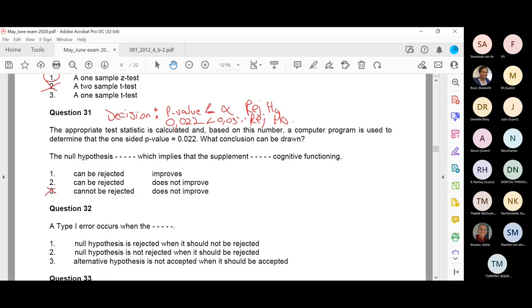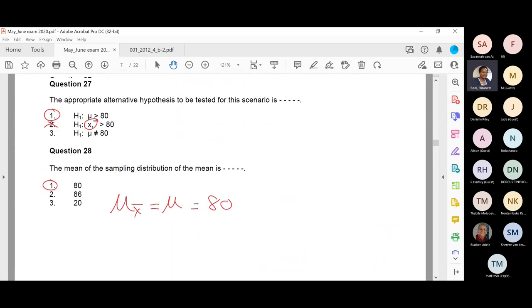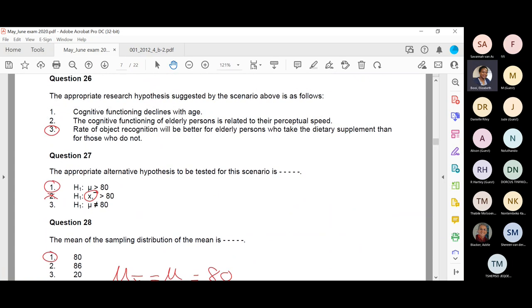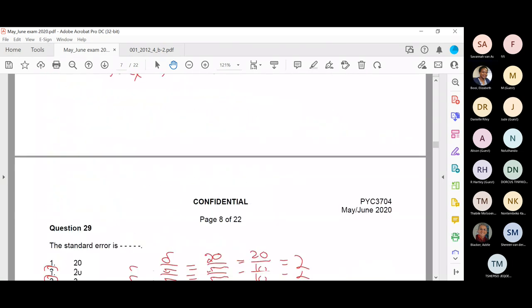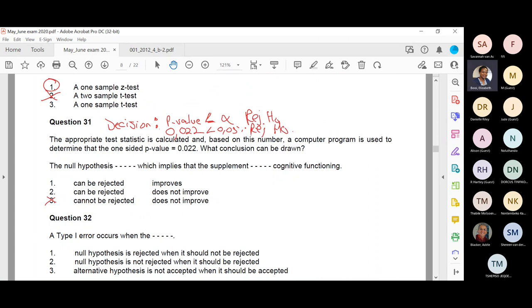So the null hypothesis can be rejected, which implies that the supplement, now you need to go back to your null hypothesis statement or your alternative statement. So let's go back to our statement. We said it is better, right? So better means more than improve, right? So if we're rejecting that better statement, then what are we saying? Number one. Yes, it's number one, because the null hypothesis can be rejected, which implies that the supplement improves cognitive functioning.